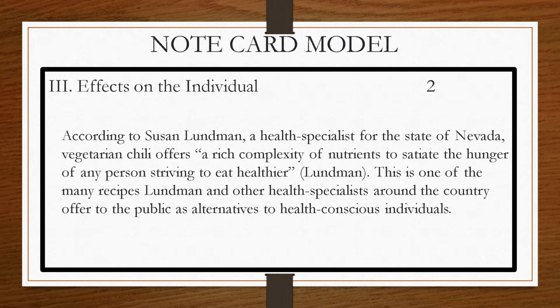Now this is the actual card itself. You'll notice up at the top I have number 3, effects on the individual. And then in the upper right hand corner, this is from my bibliography card number 2. And I write, according to Susan Lundman, comma, a health specialist for the state of Nevada. This is about who this person is. It gives her some credentials. Lets me know that she isn't just an ordinary author, she's a health specialist.